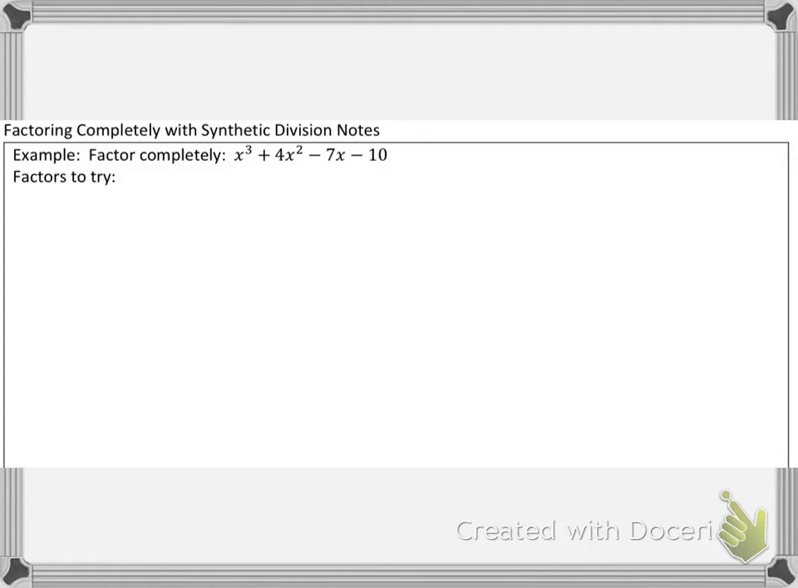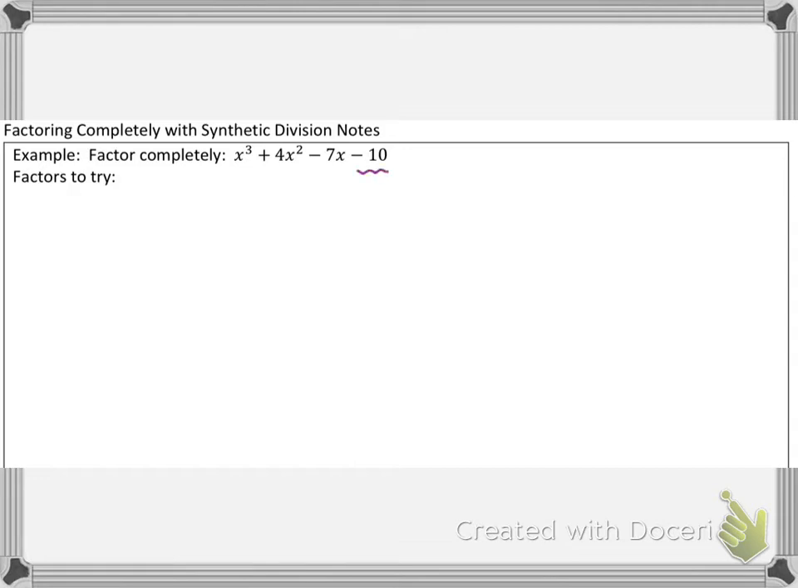Okay, today's lesson is called Factoring Completely with Synthetic Division. So in yesterday's lesson, you were given the divisor. For example, you might have been given this problem and you were told to divide by x plus 2. In today's lesson, you're not given the divisor. You need to determine the divisor that you want to use and see if you end up with a remainder of 0. So how do we know which factors to try?